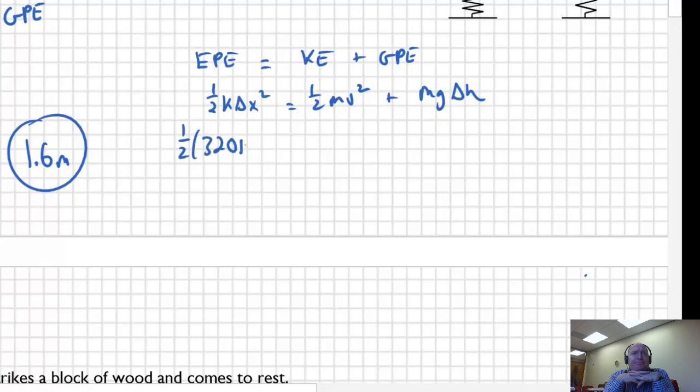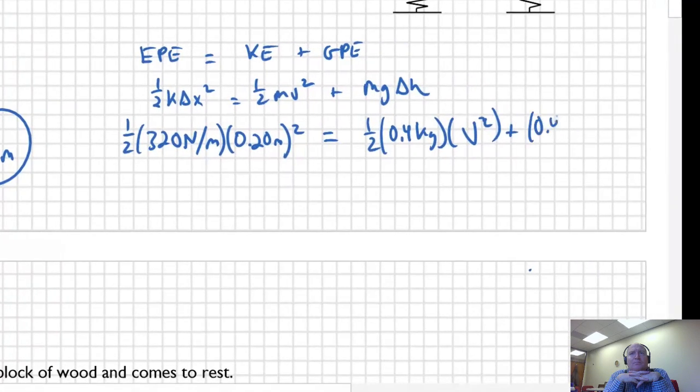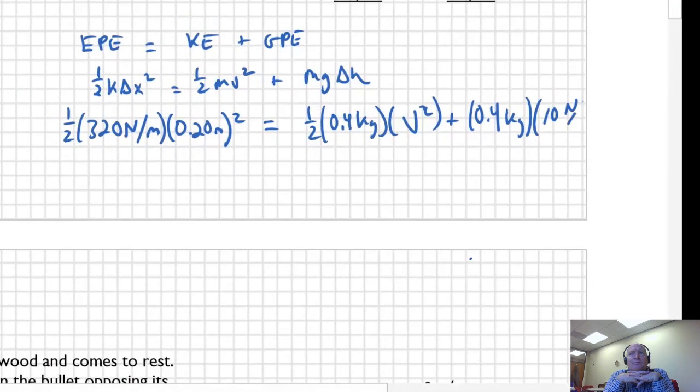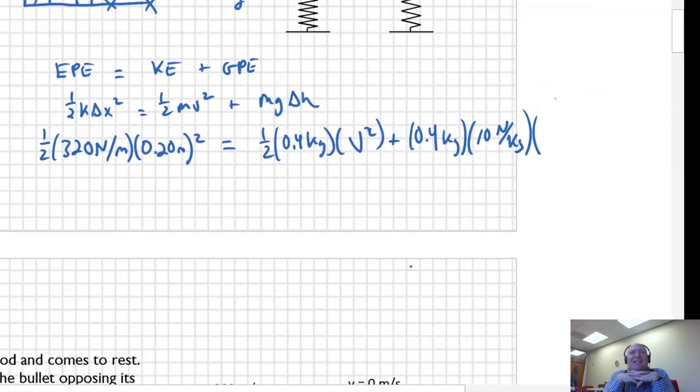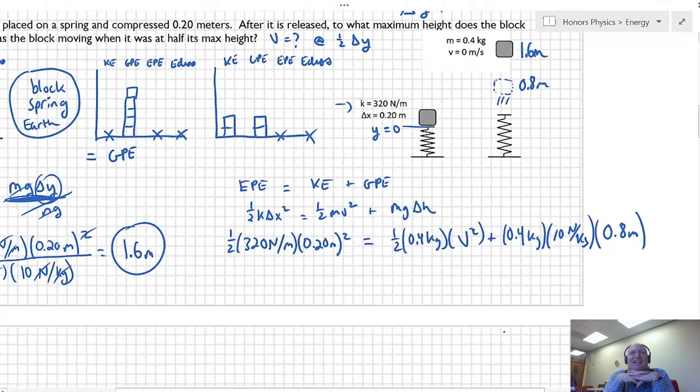That's 320 newtons per meter times delta x squared, 0.20 meters, squared. And that's all equal to 1/2 my mass, which was 0.4 kilograms, times v squared. And that's plus mg delta h. My mass is 0.4 kilograms times my 10 newtons per kilogram. That's all times my delta h, we'll just use 10. For this case we went half as high. Don't forget that. Now we're at 0.8 meters. We went half the height.